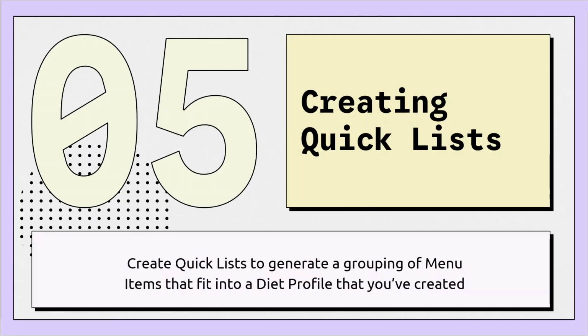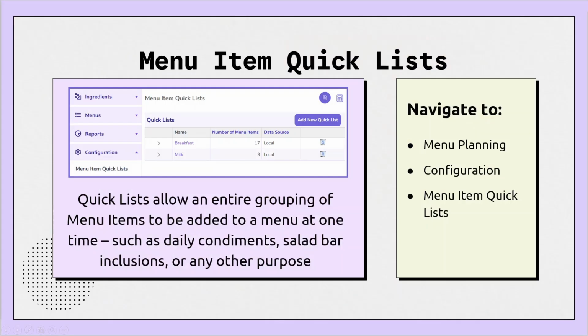You can use quick lists for other purposes as well. If you haven't ventured into this section, it's great for being able to drop several menu items into your menus at one time. If you always add mustard, ketchup, barbecue sauce, and ranch dressing to your menus at lunch, you can create a lunch condiments quick list and drop them all on your menu at one time instead of searching for them singly when you're creating your menu.